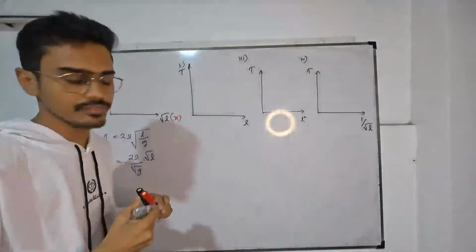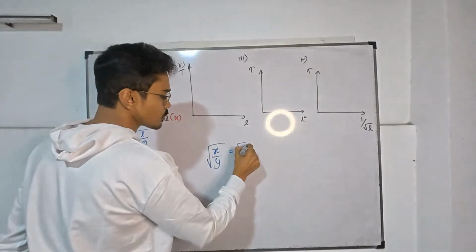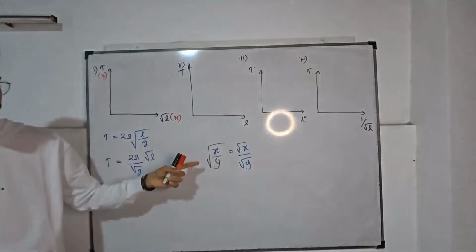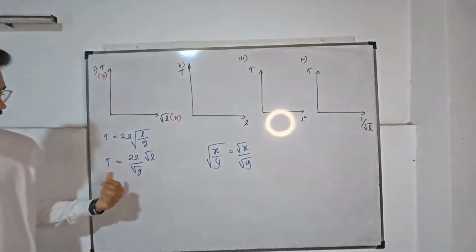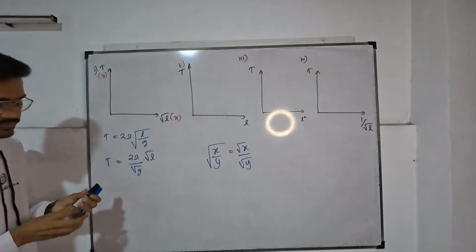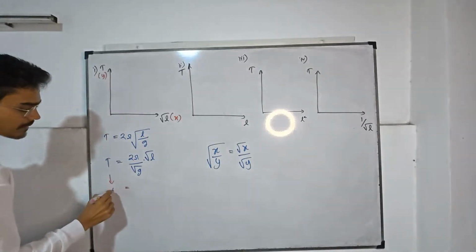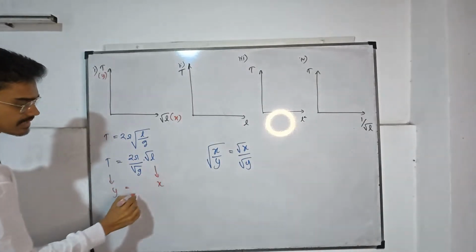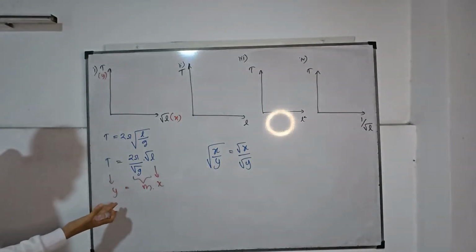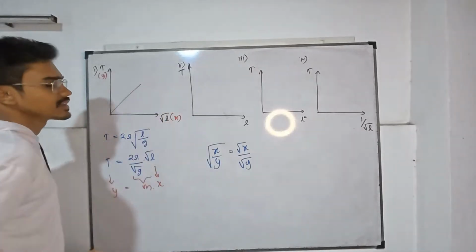Because from maths you know, root x over y can be written as root x over root y. So if I use the same here, I can write this like this. Now, root L is here. I'm going to identify these terms. T is y. Root L is x. And whatever is the product with x is the gradient. So the shape is very simple: y equals mx.